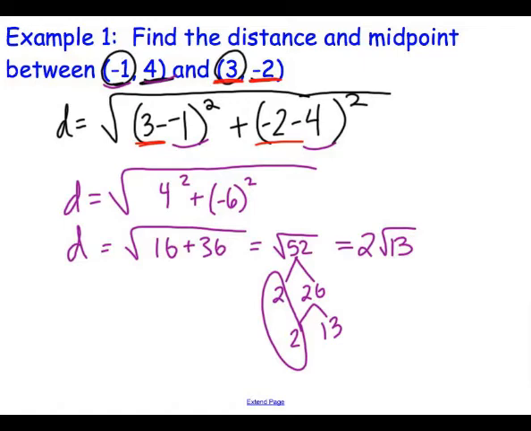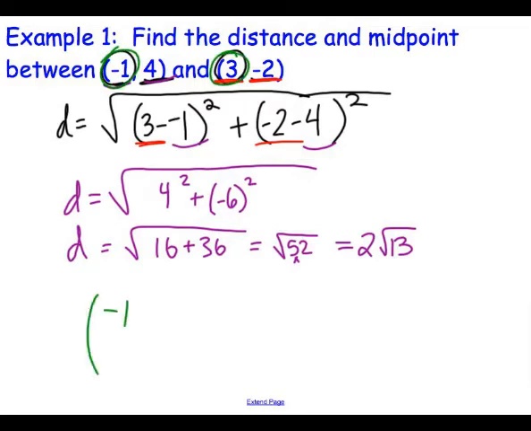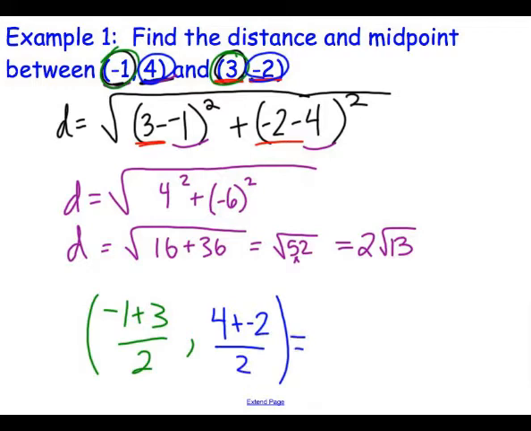Now I want to find the midpoint. So for the midpoint, I'm going to average the x's and average the y's. So again, I'm going to go back up to my formula, and I'm going to average the x's. So it's going to be negative 1 plus 3 divided by 2. And I'm going to average the y's. So 4 plus negative 2 divided by 2. So the first one will give me 2 divided by 2, which is 1. And the next one will give me 2 divided by 2, which is also 1.